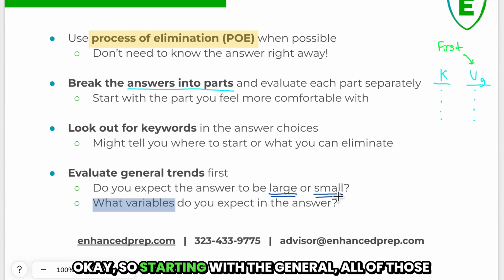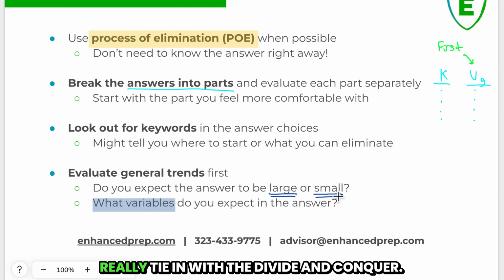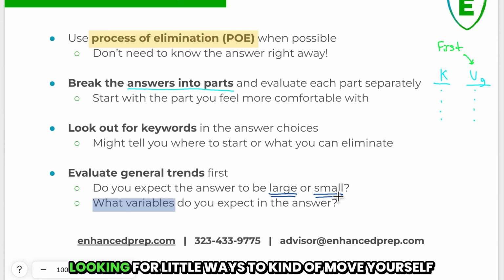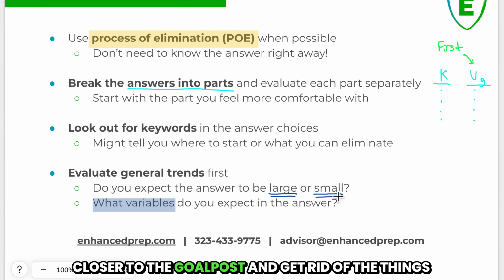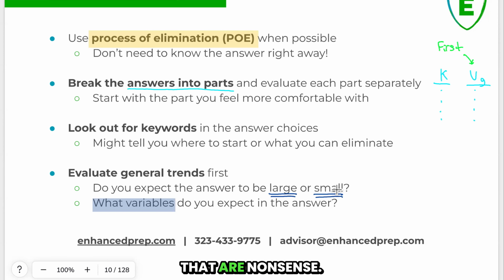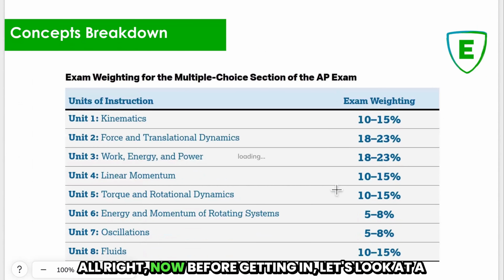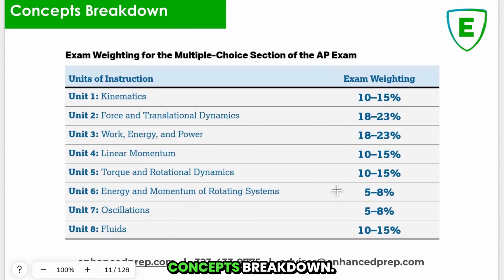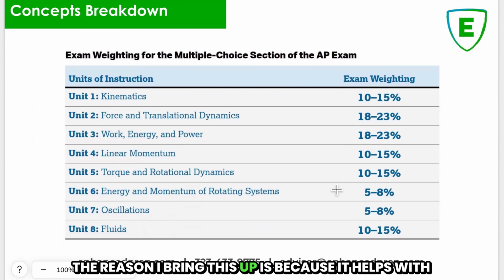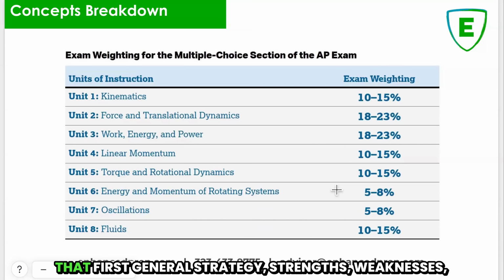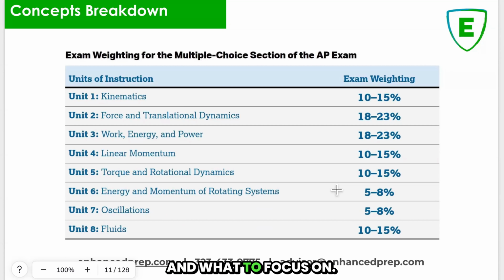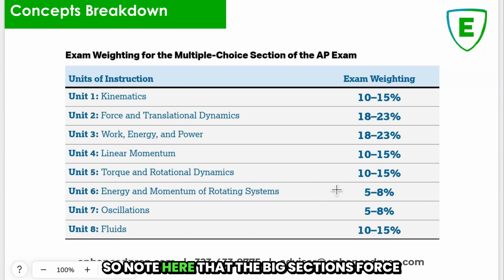So starting with the general, all of those really tie in with the divide and conquer. Looking for little ways to move yourself closer to the goalpost and get rid of the things that are nonsense. So, all right, now before getting in, let's look at a concepts breakdown. The reason I bring this up is because it helps with that first general strategy: strengths, weaknesses, and what to focus on.